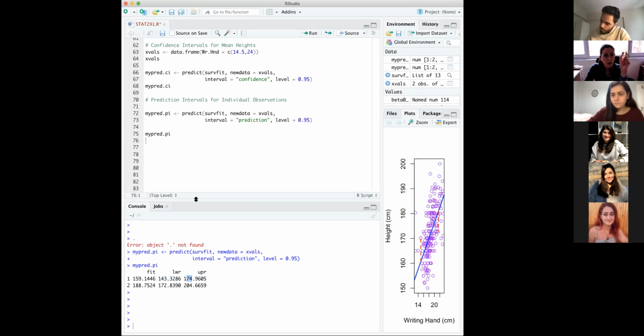Also, for a hand span of 24, because we wrote 24 before in here, and you see that one, the same prediction interval is estimated at 172 and 204, okay? Yeah. So they are kind of different. Please keep in mind that. That's important. And we can plot this data and estimated regression lines in here, okay? We may want to add some segments now for these two guys.